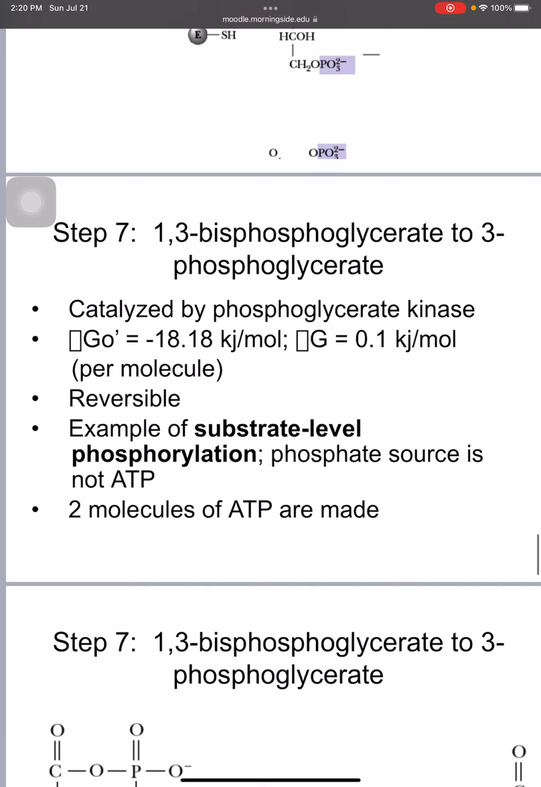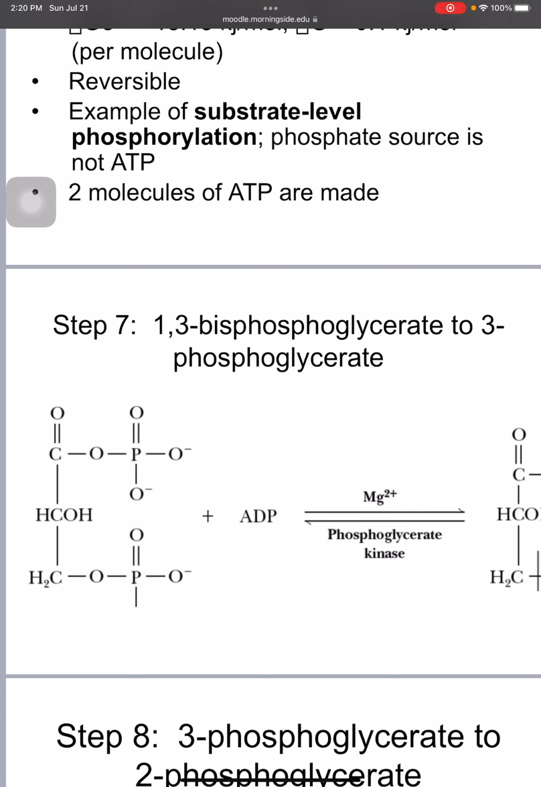Step 7, we're going to take our 1,3-bisphosphoglycerate that we just made and convert it into 3-phosphoglycerate. So if you look at the reaction here, what happens? Well, we have 2 phosphate groups. Basically what we're going to do is remove a phosphate group from that top carbon, the one we just put it on. We're going to leave behind a charged carboxylate group. And that phosphate is going to get added onto ADP.